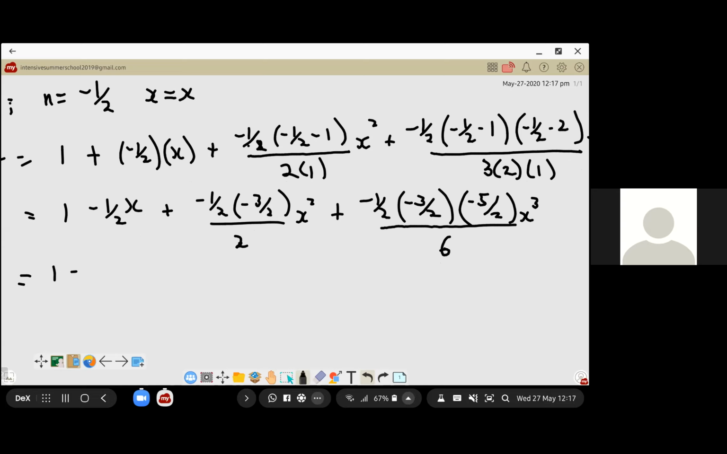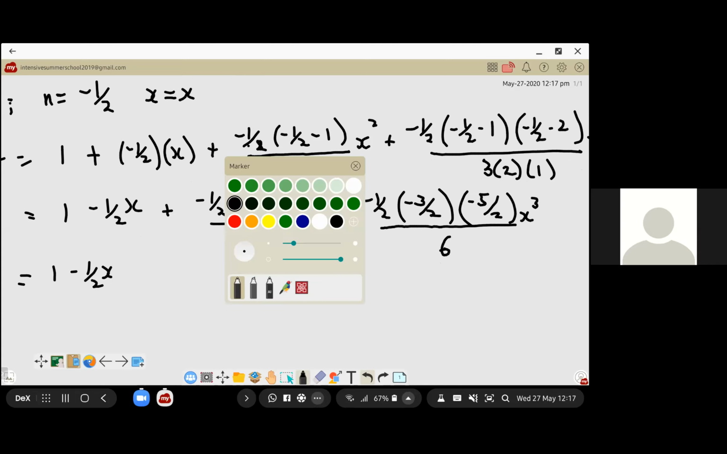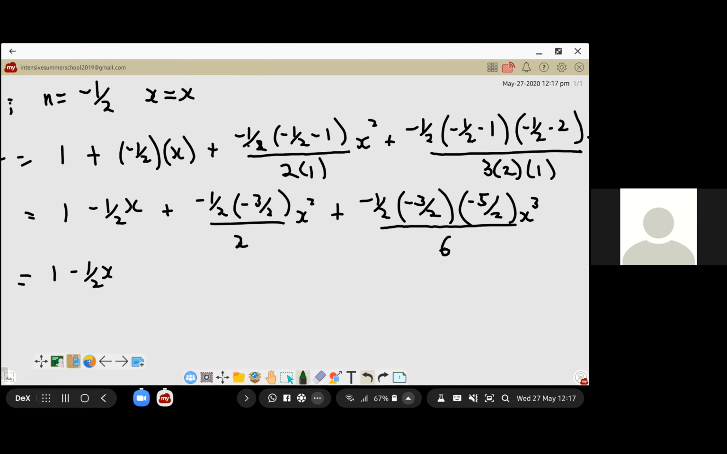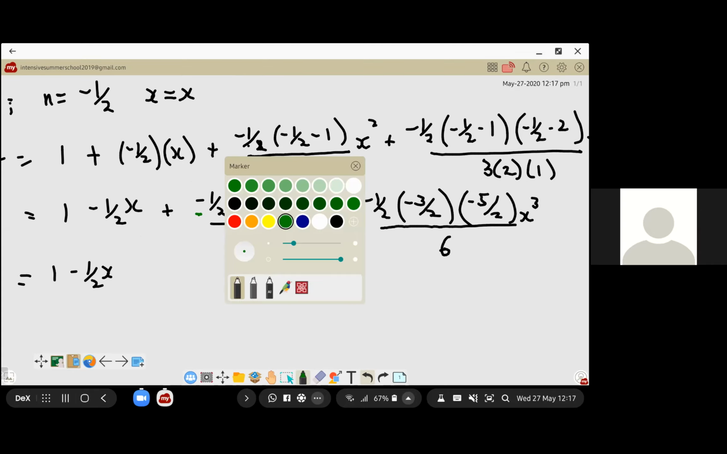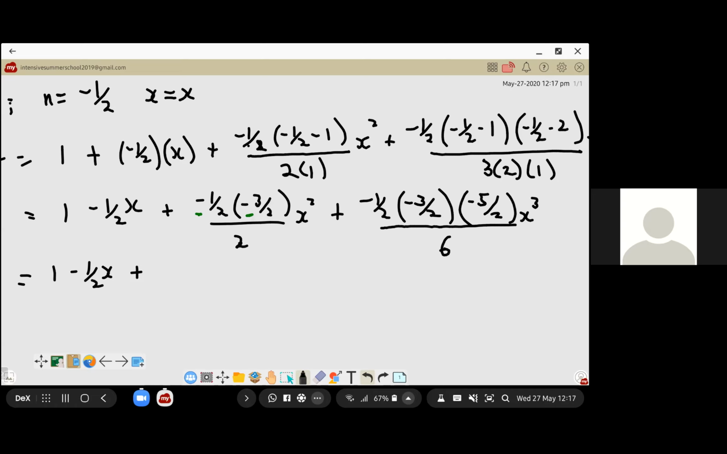Yes, so we are going to get what? 1 minus half x. Then we'll come and work with our signs. Negative times negative will give us what? Positive. Good. So we expect a positive sign. Then let's go. Half times 3 over 2 all over 2. You can just hit 0.5 times 1.5 over 2. Positive 3 over 8. It's 3 over 8 x squared.